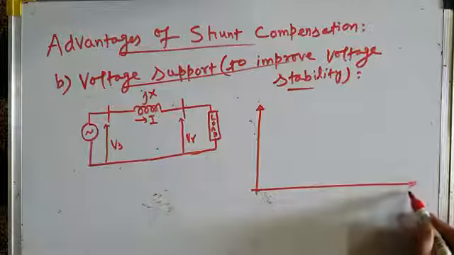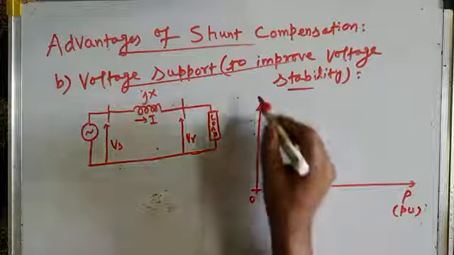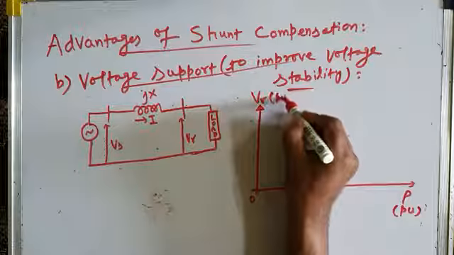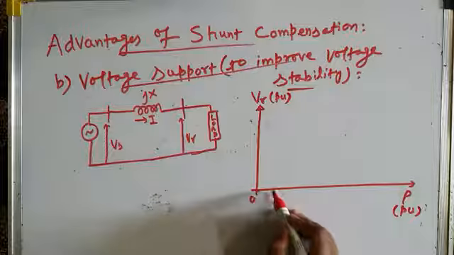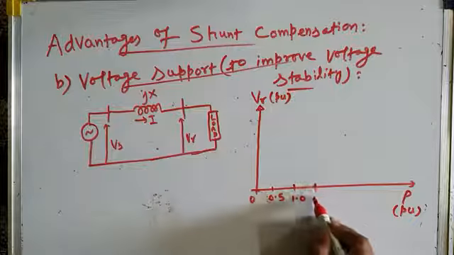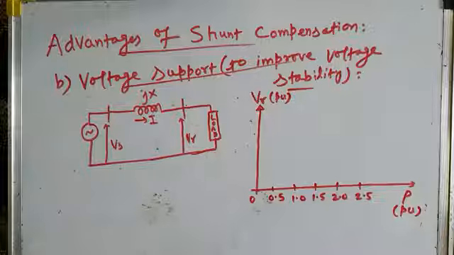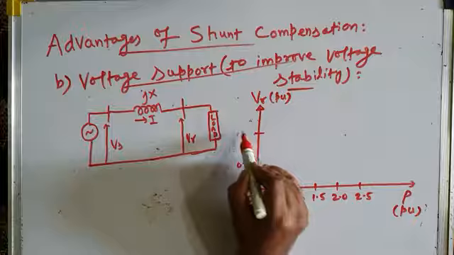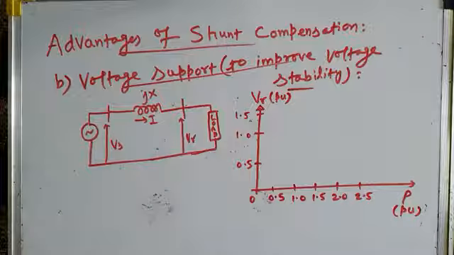So this axis is power carried by the transmission line in per unit. Let's take it in per unit. And this axis, the y-axis, is the receiving end voltage, and let us take this also in per unit. Now if this is 0 per unit, this will be 0.5 per unit, 1.0 per unit, 1.5 per unit, 2 per unit, 2.5 per unit, and so on. Similarly, the receiving end voltage is 0.5 per unit, 1 per unit, 1.5 per unit, and so on.